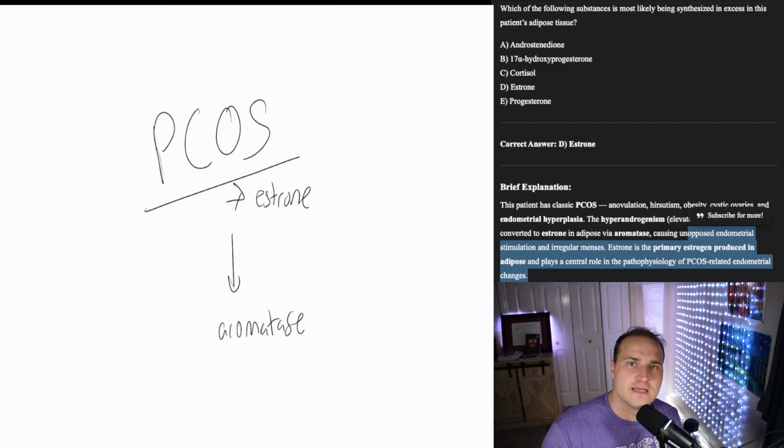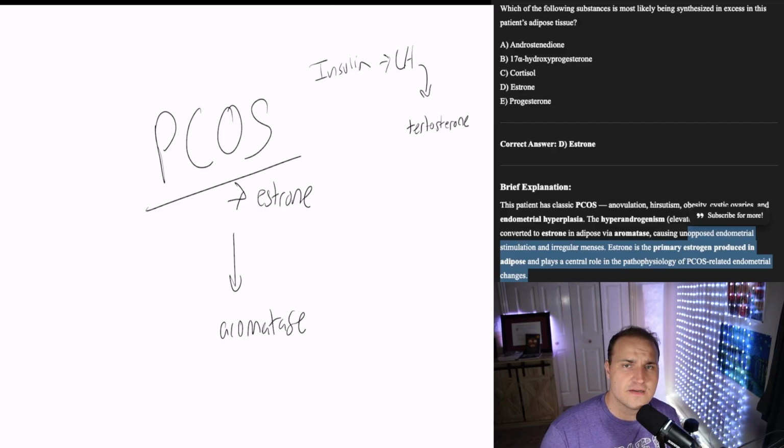The pathophys is that first you have insulin stimulating the LH. You have that increased LH-FSH ratio, and that stimulates the theca cells to produce more testosterone. You have decreased FSH, which leads to impaired follicle maturation, and all that excess androgen causes the hirsutism and the hair growth. And aromatase in the adipose tissue converts testosterone into estrone, so estrogen, and that unopposed estrogen causes a risk of endometrial hyperplasia and cancer.